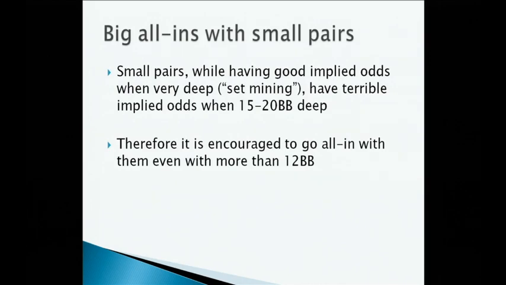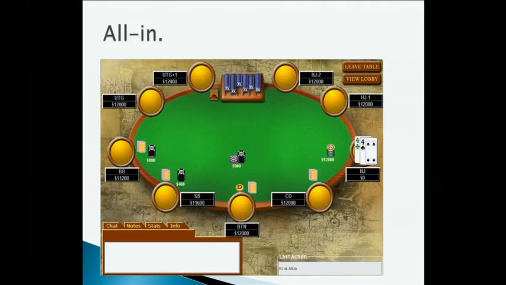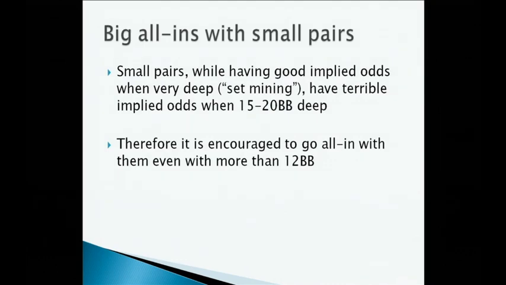So in the last class, I talked about set mining. I said small pairs are great when you have like 100 big blinds, because you can try to hit three of a kind and just win a massive amount of money when you do. But they actually have terrible implied odds when it's like 20 big blinds deep, because you only hit three of a kind 1/8 of the time. When you do, the total effective stack size is not enough for you to recoup your losses. And when you don't, you're just always going to be sitting there with a pair of fours, and there's always going to be higher cards on the board. It's going to be like ace, jack, 10, and you're always playing a guessing game. Does my opponent have a better pair? And you just can't make good decisions. So that's why with small pairs, just going all in, even for a lot of big blinds, is reasonable.